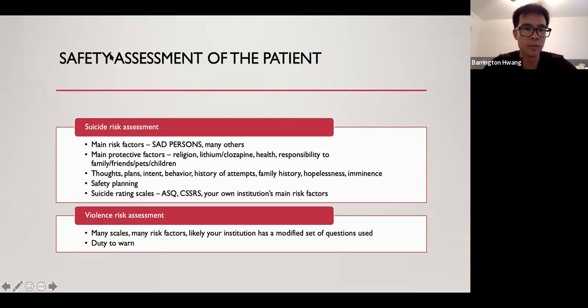Important things that especially develop over training are some sort of suicide and violence risk assessment. SAD PERSONS is a mnemonic that some people like to use. Risk factors include male sex, elderly age, depression or mood disorders, previous attempts. That's the biggest one.